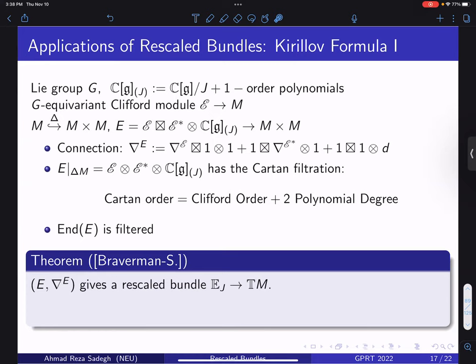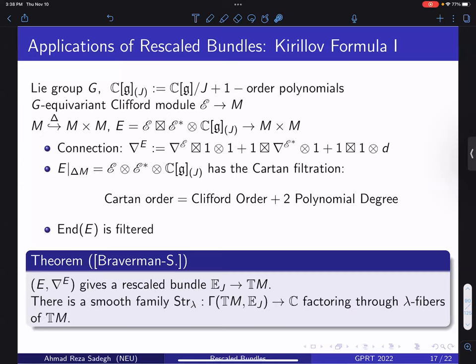I denote it indexed by J, because you can change the quotient by polynomials of different vanishing order J. So for any J you get a rescaled bundle, which means you obtain a vector bundle over the tangent groupoid. Similar to what I said earlier for the case of Nigel and Zelenyi, it comes with a family of supertraces, which is going to be helpful in the calculation of the Kirillov formula.